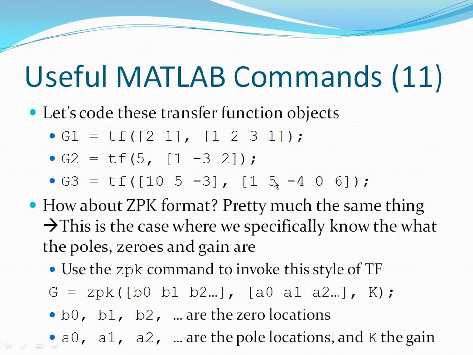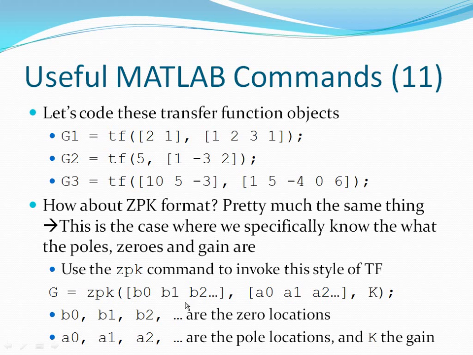So how about the zero pole gain format? Pretty much the same thing. This is the case where you specifically know what the poles, zeros, and gain are for that transfer function that you want to take a look at. All right. So if you use the zero pole gain format, it's the following way. You have ZPK and then bracket, and there are 3 parameters. The first parameter are basically the physical zero locations.